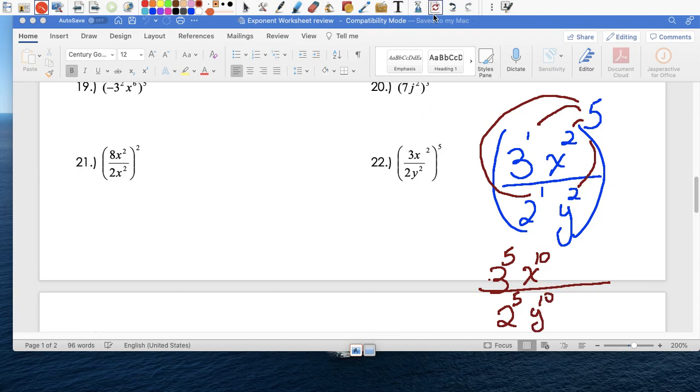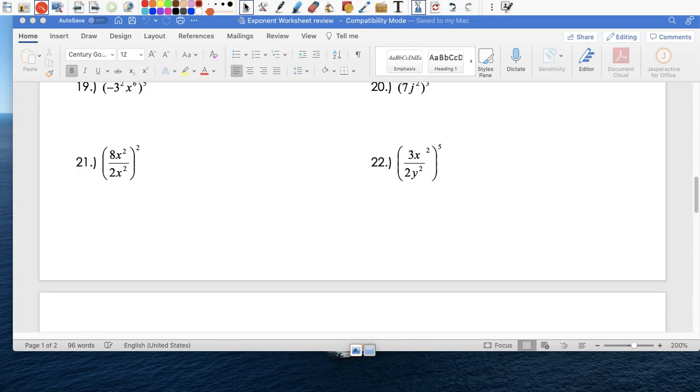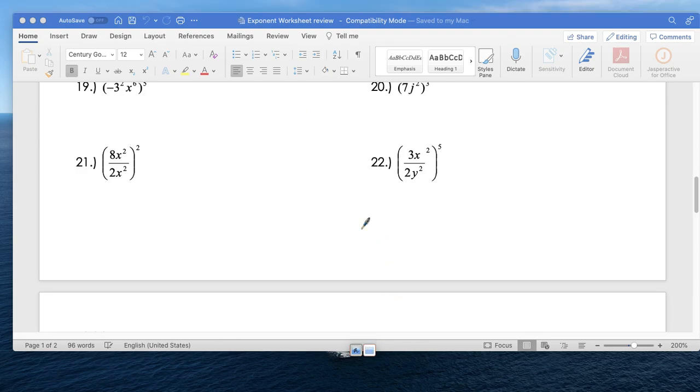We can take this a step further. Right? I mean, 3 to the 5th power, let me just see what that is. It's 243. X to the 10th, there's nothing to do with. 2 to the 5th power is just 32. And y to the 10th power stays as it is. And that's your final answer. Right? Those powers were small enough that I could just put in a calculator.